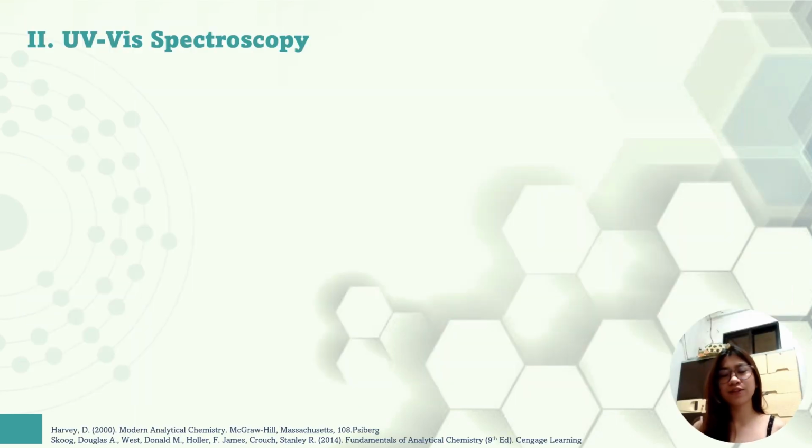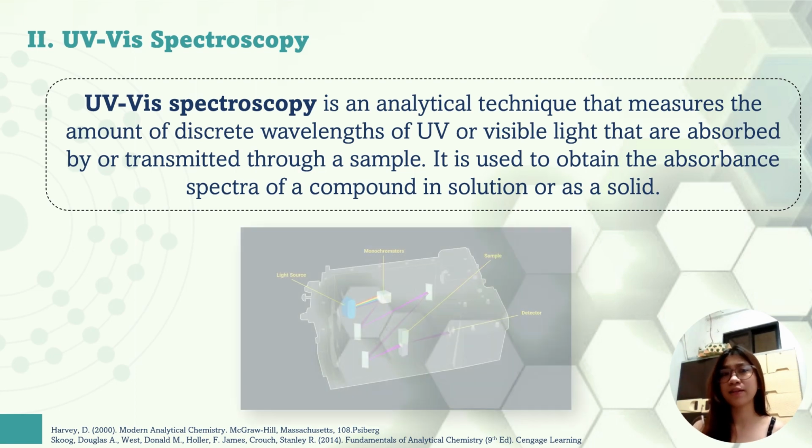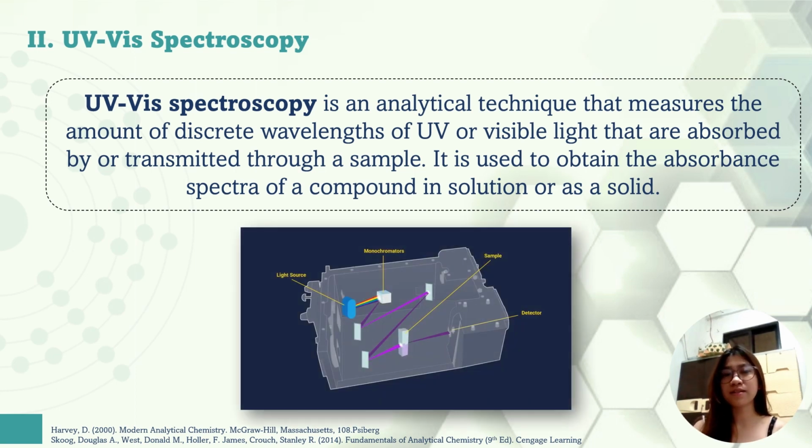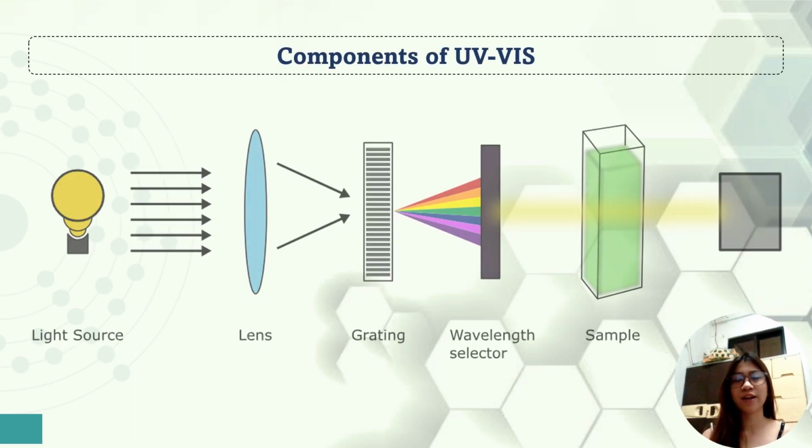Second of the spectroscopic methods of analysis is UV-Vis. UV-Vis spectroscopy is an analytical technique that measures the amount of discrete wavelengths of UV or visible light that are absorbed or transmitted through a sample, and it is used to obtain the absorbance spectra of a compound in a solution or as a solid. The main components of the instrumentation used are as follows. First is the light source, second is the lens, third is the grating, fourth is the wavelength selector, fifth is the sample, and sixth is the detector.